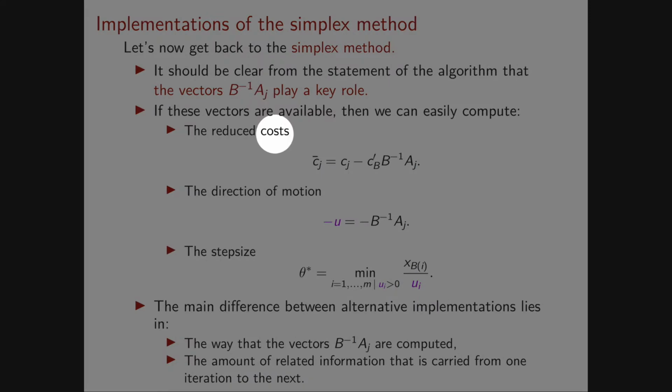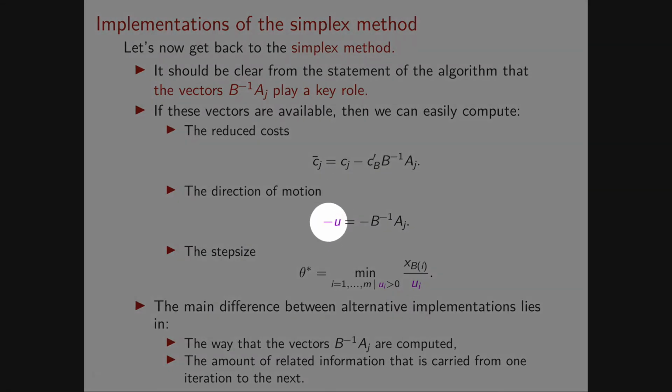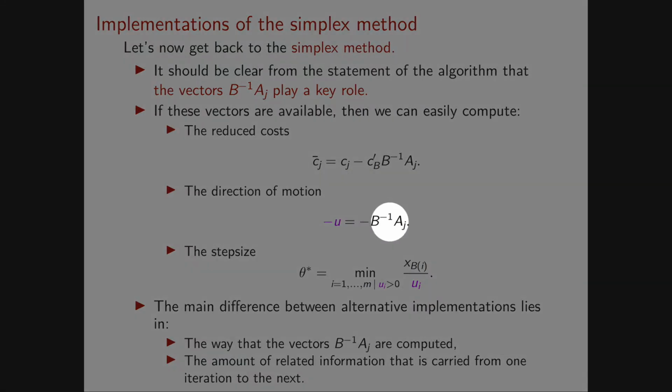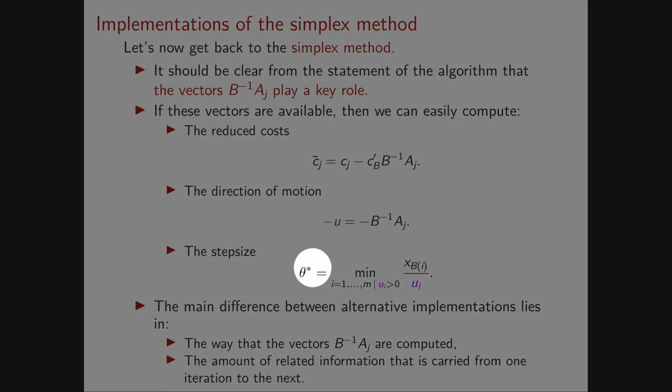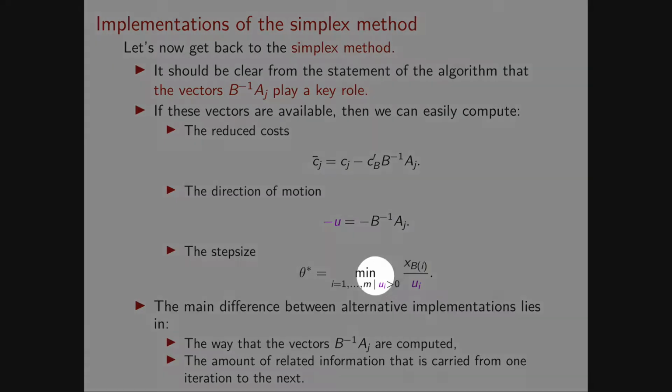First, they appear when we compute the reduced cost c̄j. In fact, here we have B inverse Aj. Then, when we compute the vector u or minus u, since the vector u is defined to be exactly B inverse Aj. Finally, B inverse Aj plays a key role also in the computation of the step size. Here, B inverse Aj appears implicitly, in a sense, because in the minimum we have ui in the denominator.